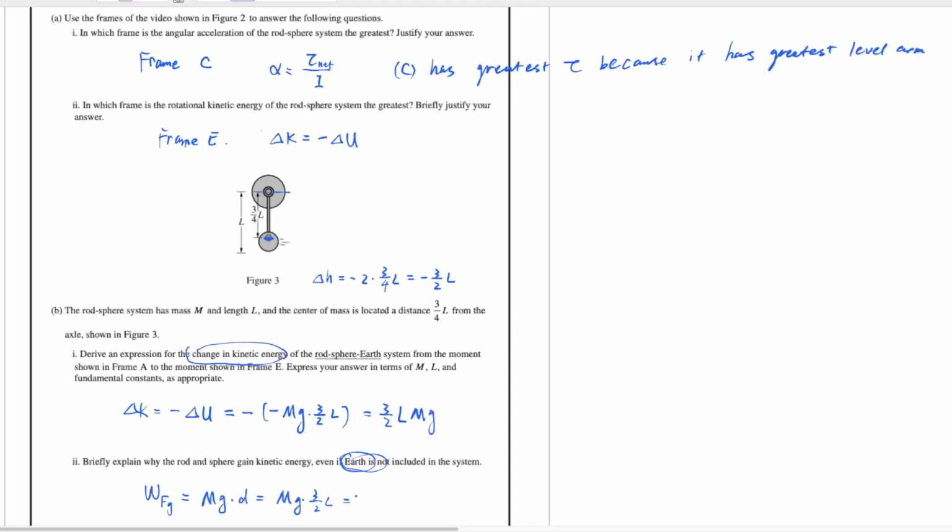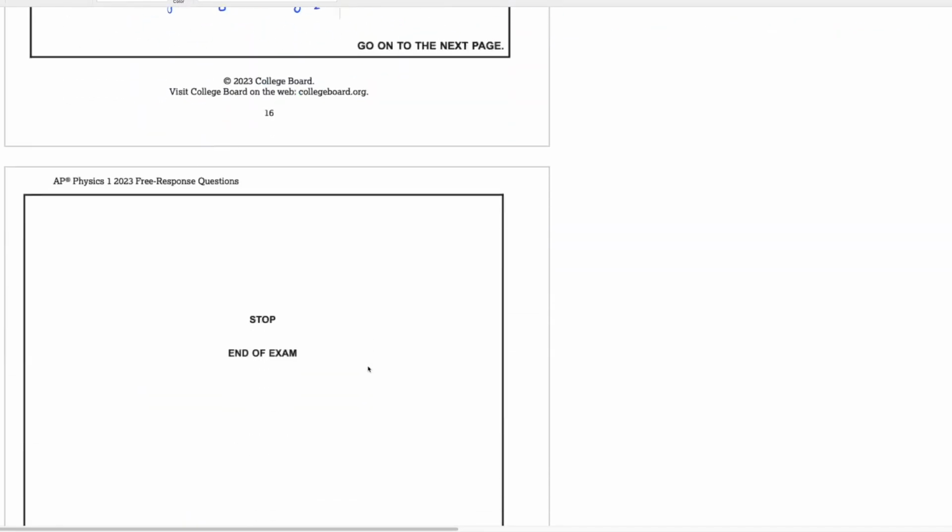So the work done by the gravitational force is positive because the direction of the force and displacement are in the same direction. So since the work done by the gravitational force is positive, that's why the rod and sphere gain kinetic energy. That's the end of the problem.